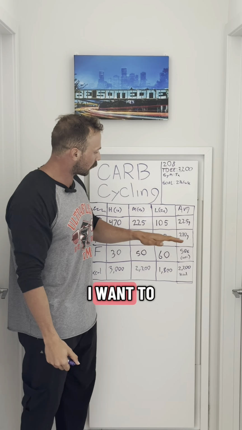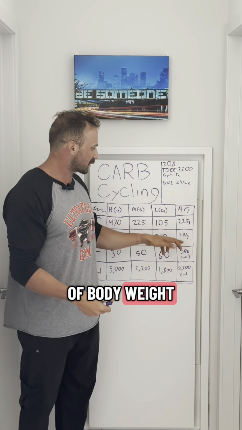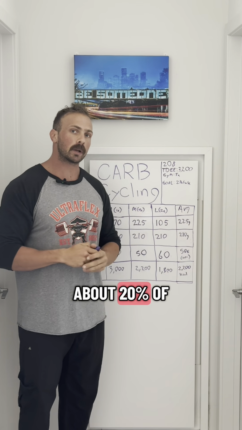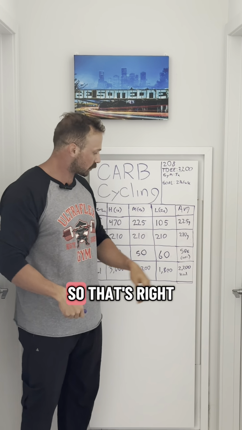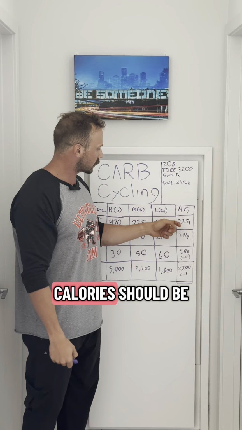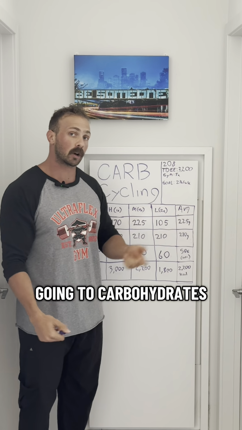That being said, I want to have about 1 gram per pound of body weight. So I'm going to give myself 210 grams on average across the board. And I want about 20% of my total calories coming from fat. So that's right around 50 grams on average daily. Then the remaining calories should be about 225 grams going to carbohydrates.